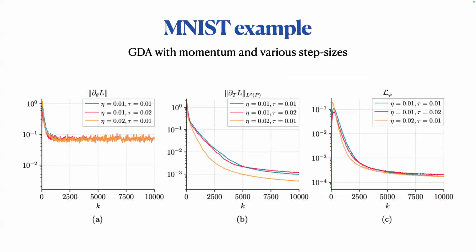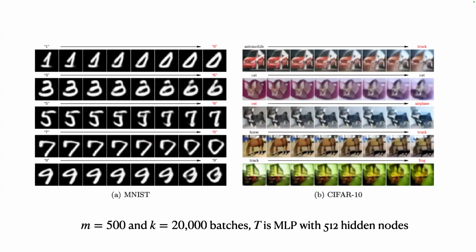And here's an MNIST example. This is much higher dimension than that 2D example. We can see the losses are converging. The first panel is the gradient with respect to theta, the second panel is the gradient with respect to T, and the third one is the overall loss, but you can see it's all converging.